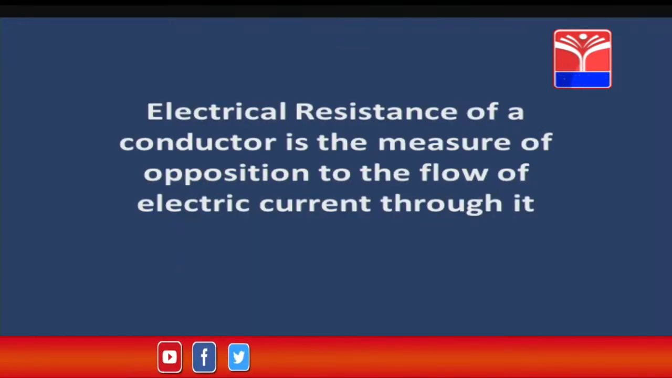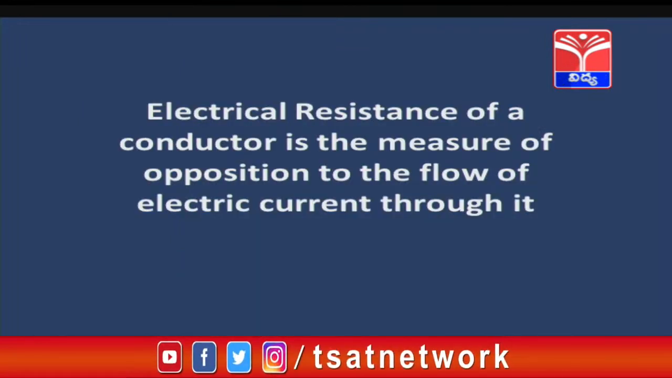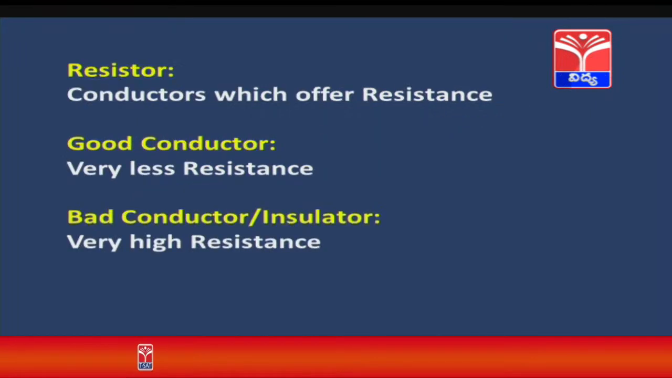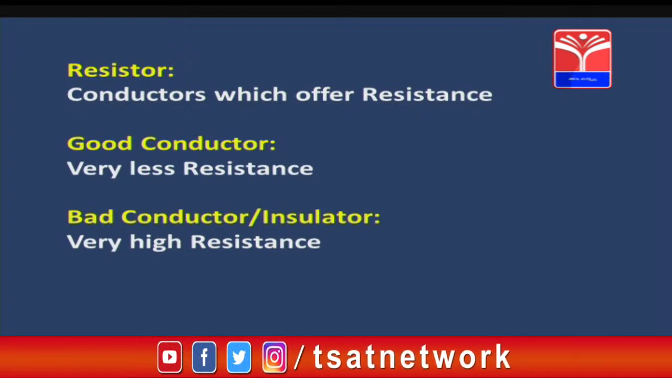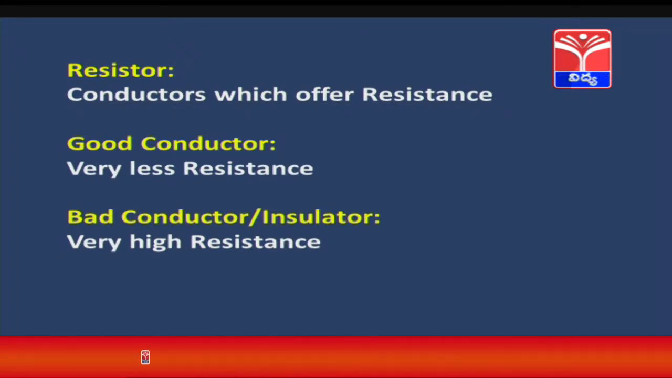The electrical resistance. Electrical resistance of a conductor is the measure of opposition to the flow of electric current through it. Conductors which offer considerable amount of resistance are called resistors, and those which offer very less resistance are called very good conductors, and those which have very high resistance are called bad conductors or insulators.